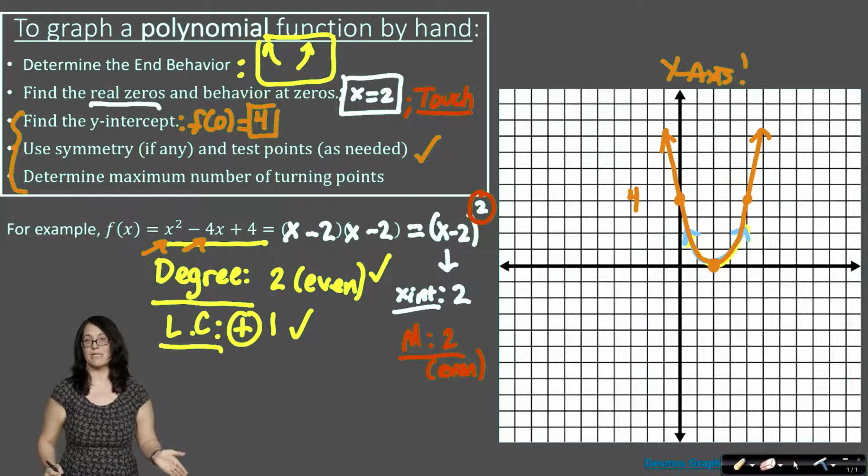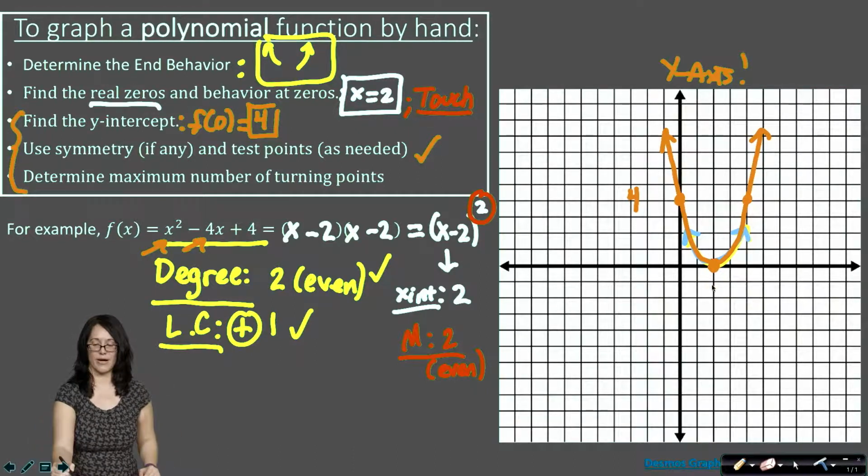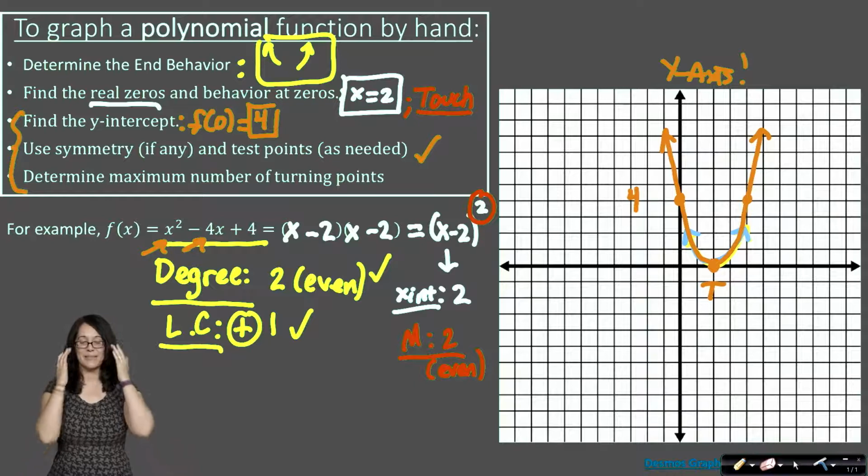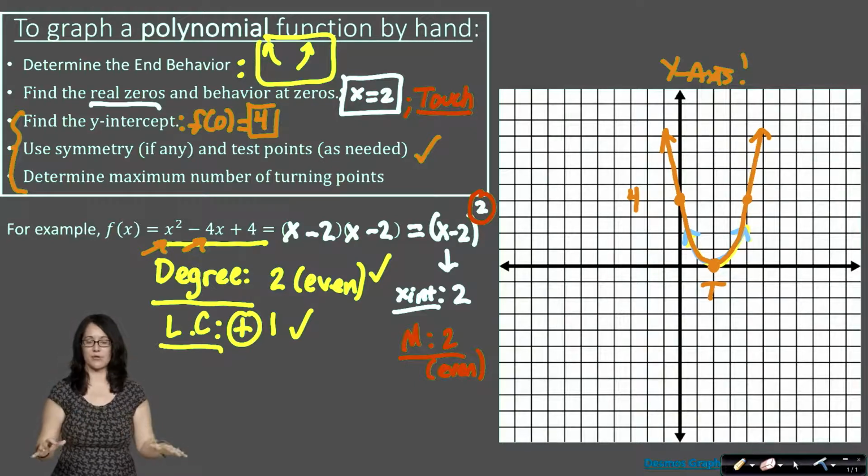Also notice that the maximum number of turning points will keep you honest, because in this case the degree was 2. How many turning points could I have had potentially? Up to 1, which is what I saw right here, where I turn. So we've drawn a very, very basic polynomial. This is a quadratic parabola, right? But the idea remains the same. These steps are going to be consistent. You need end behavior, x-intercepts, y-intercept, and maybe some test points.